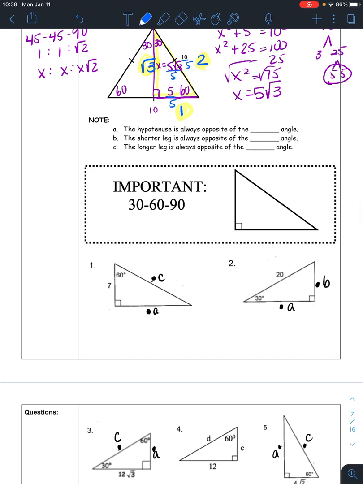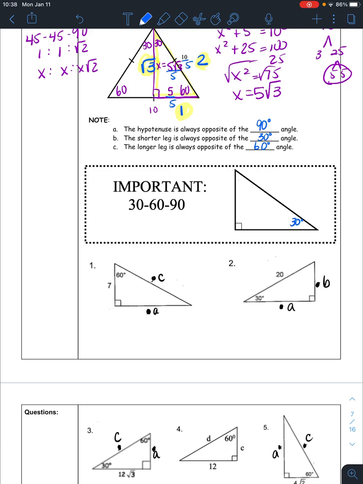Now, it's important that we understand where these pieces go. So the hypotenuse is always opposite of the 90-degree angle. The shorter leg is always opposite of the 30-degree angle, and the longer leg is opposite of the 60-degree angle. That goes with what we talked about earlier in the year about opposite sides, that short sides are across from small angles and long sides are across from large angles.